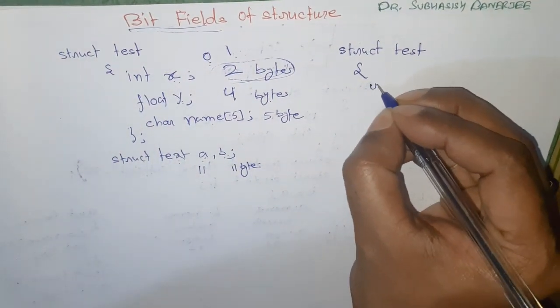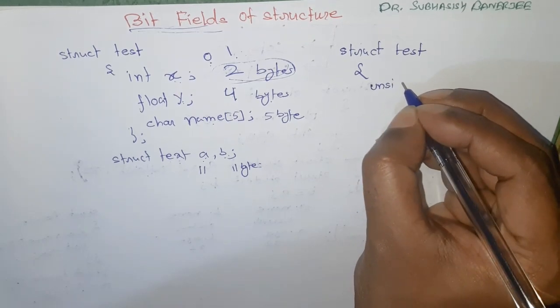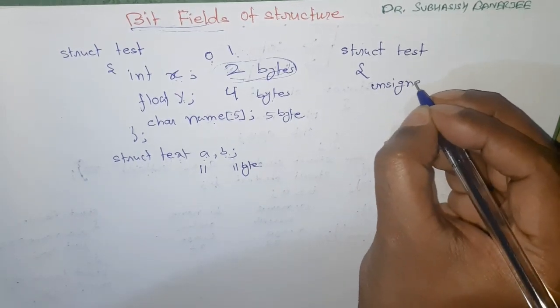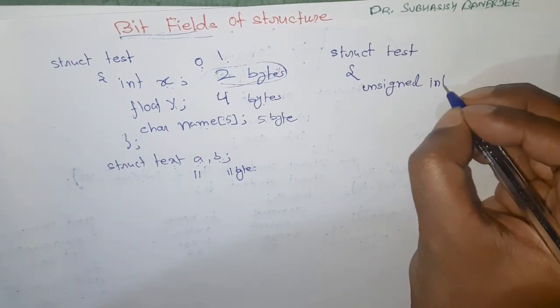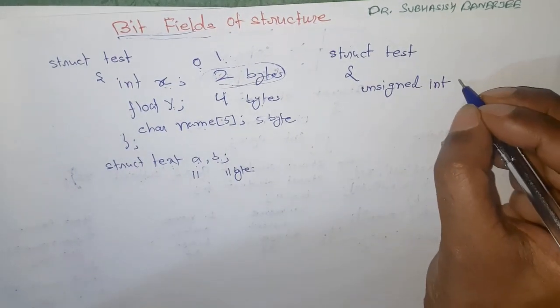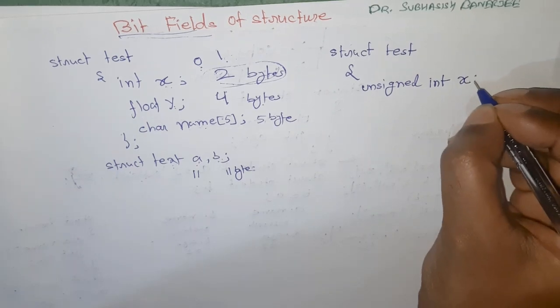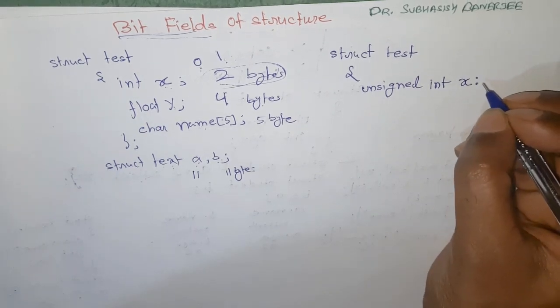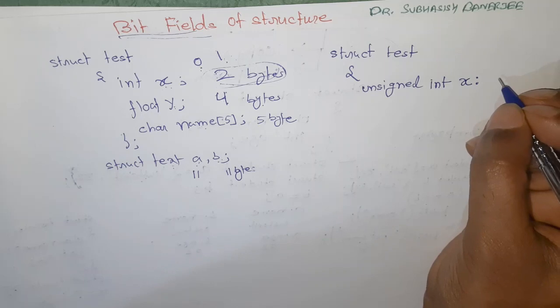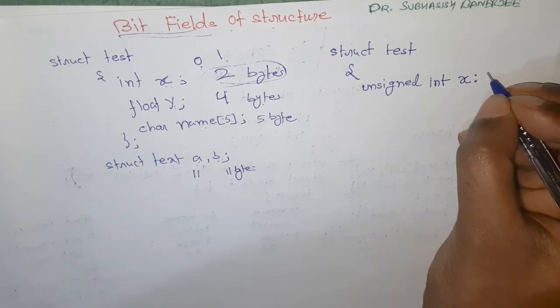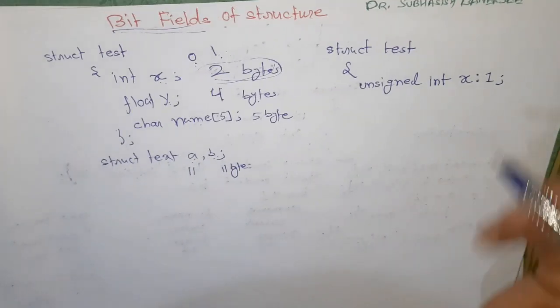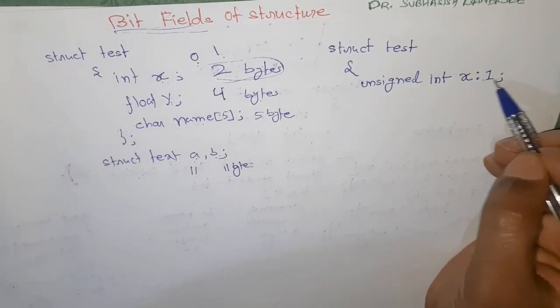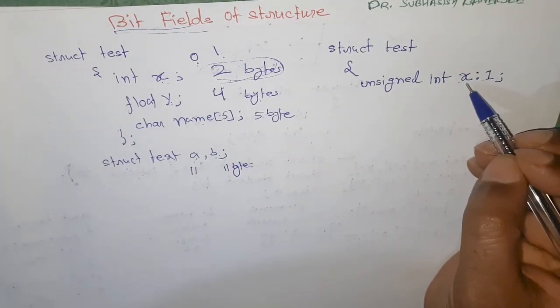So here you may use unsigned, as such we know. Unsigned int, and here we are going to use the variable x, and here we are going to store the data element, either 0 or 1. So one bit is only enough. So here we just specify this 1. So the computer is going to occupy only one bit against the variable x.